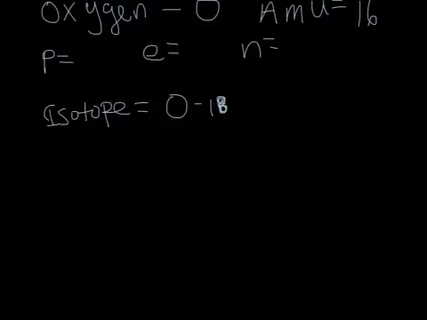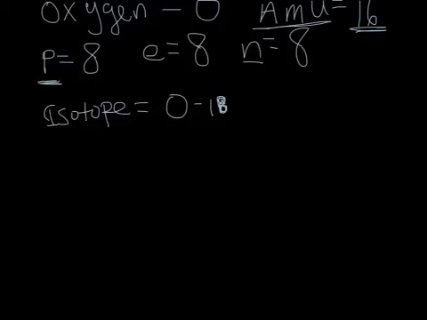Let's take a look at an example. A regular oxygen atom has an atomic mass unit of 16. Its atomic number is 8, which means that the number of protons is 8, the number of electrons is 8, and the number of neutrons is 8. And it kind of makes sense since atomic mass is equal to the number of protons plus the number of neutrons, right? So 8 plus 8 is 16.